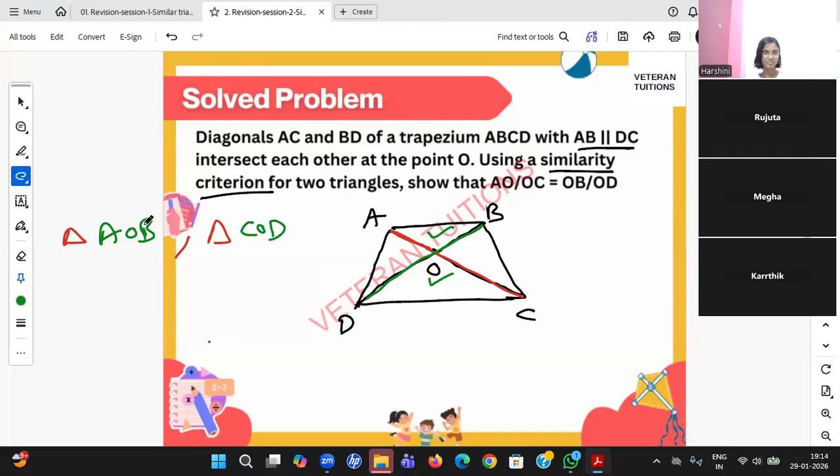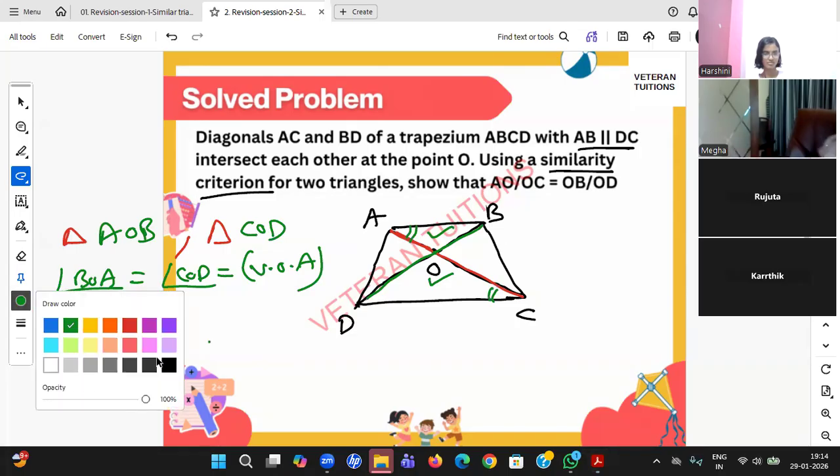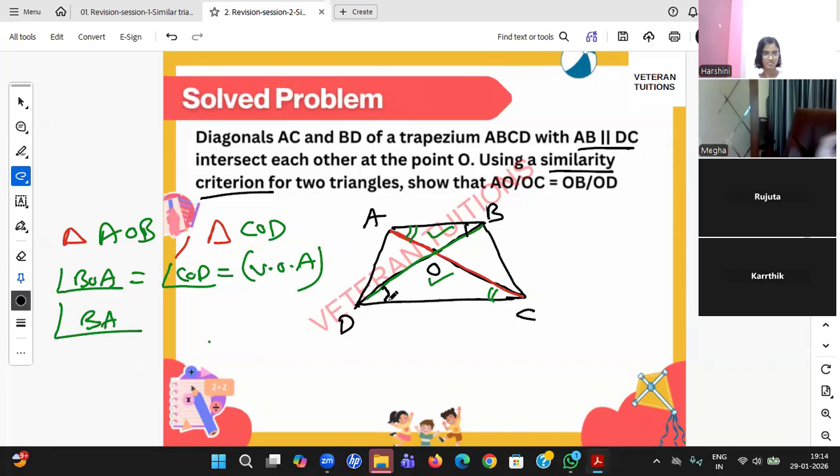Now you guess, Ankita. Which angles can be equal, and the reasons also? Sir, angle BOA and angle COD can be equal, vertically opposite. Very good, vertically opposite angles. Other one? Angle BAO and angle DCO can be equal, alternate angles. Very good. Angle BAO means this angle. This angle can be equal.